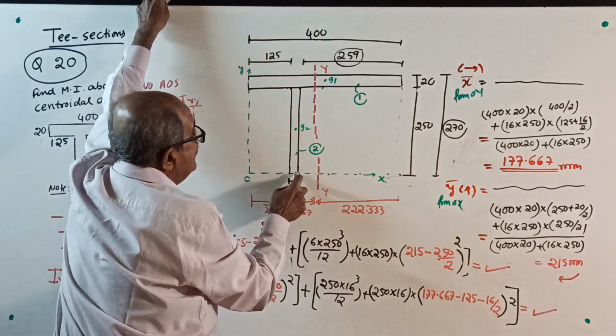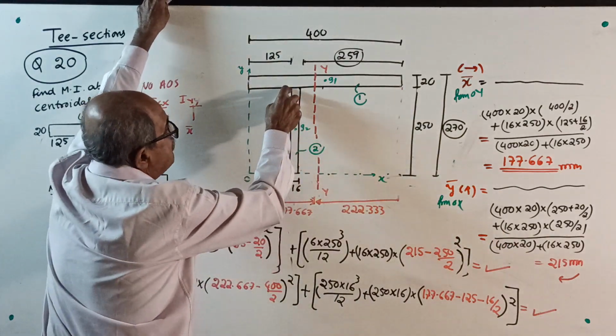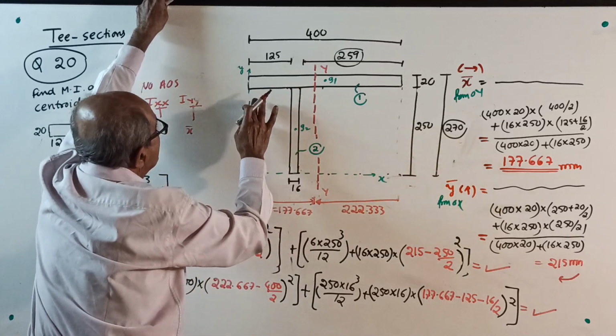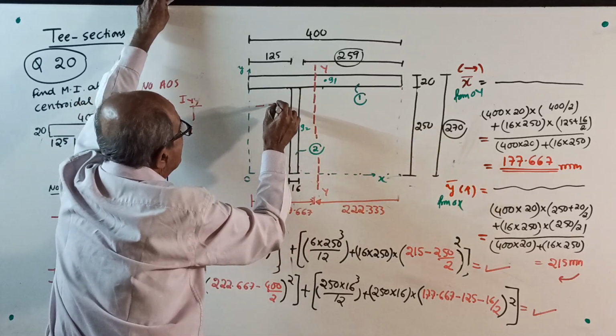See, this midpoint is 125. Up to here is 250, a little earlier. So, see.